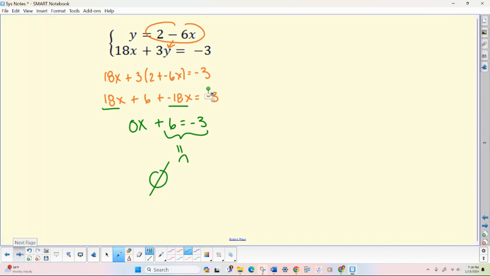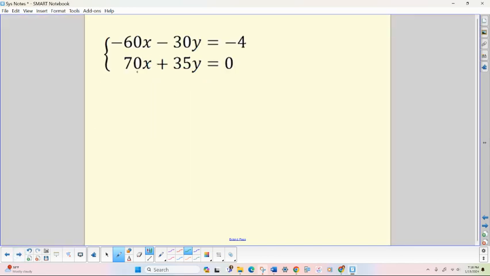Let's look at it with an elimination problem. Again, you can't tell by looking at it that they're going to be parallel here. So let's again go through and find some matches. I'm going to multiply this top equation by 7. I'm going to multiply the bottom equation by 6 to get my like terms. So I'm going to end up with negative 420x, plus the negative 210y equals, don't forget to do the right side, negative 24.